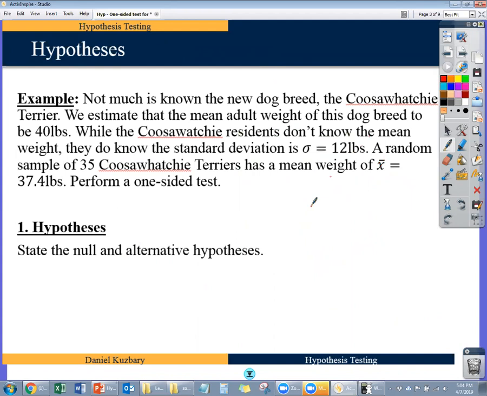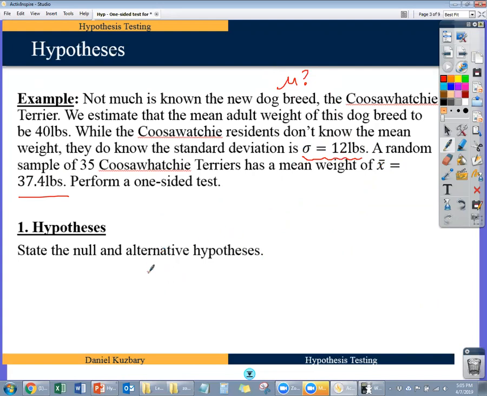As an example, not much is known about the new dog breed, the Kusawatchi Terrier. I just made that up. Does it sound realistic? We estimate that the mean adult weight of this dog breed is 40 pounds. While the Kusawatchi residents don't know the mean weight, they do know the standard deviation of the adult male dog weight is 12 pounds. So we have a standard deviation, but we don't know the population mean. A random sample of 35 Kusawatchi Terriers has a mean weight of X bar equal to 37.4 pounds, and we're going to perform a one-sided test.